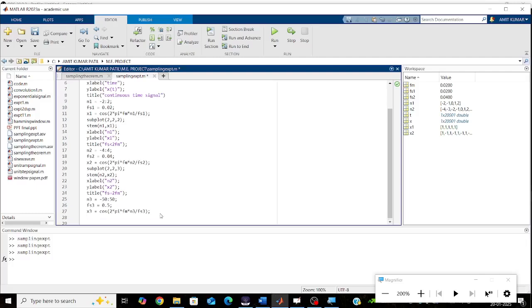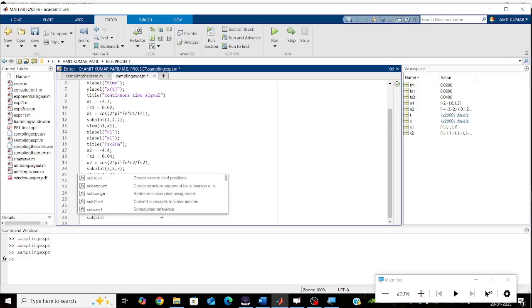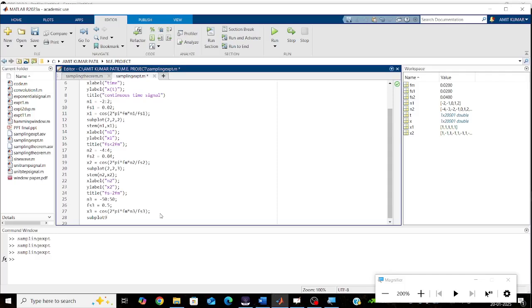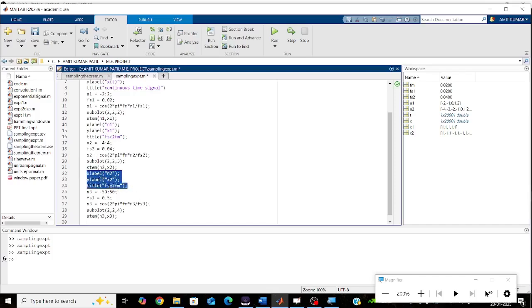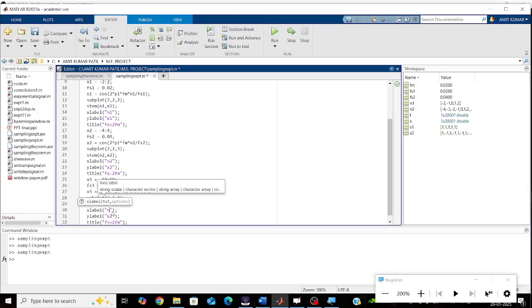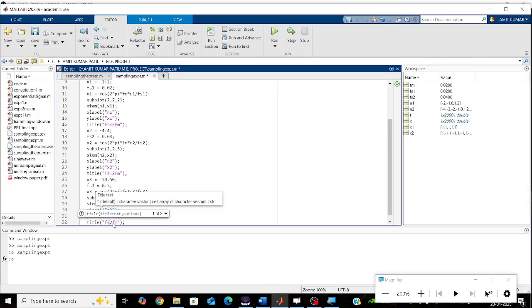Now again, we want to plot. So first decide the position. For deciding the position, subplot 2, 2, position will be 4th. And finally plot the graph. So stem n3, x3. And again xlabel, ylabel and title. So this we have to give. Here xlabel will be n3, ylabel will be x3, and title: sampling frequency is greater than twice the maximum frequency. So this we have done.